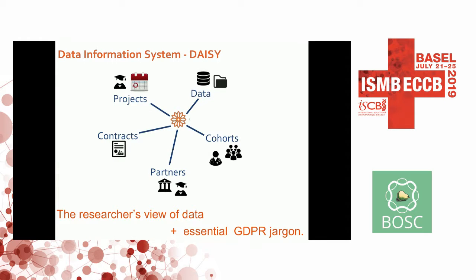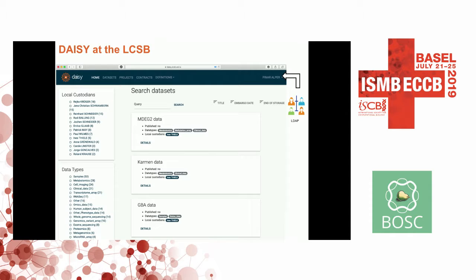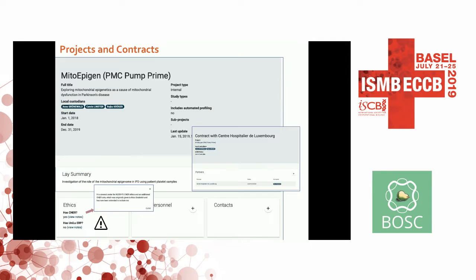It has this view and very, very essential GDPR jargon. So we have already deployed it in the LCSP. So we have our own list of index of PIs and what data they have. DAISY is essentially a bunch of web forms that would allow you to record this information.